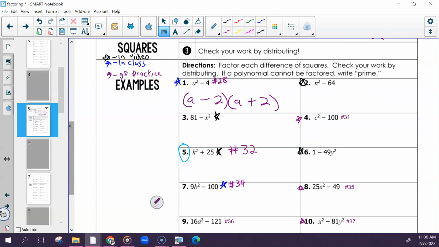Okay. For number 2, n squared is like a squared, so that one is a perfect square term. Is 64.